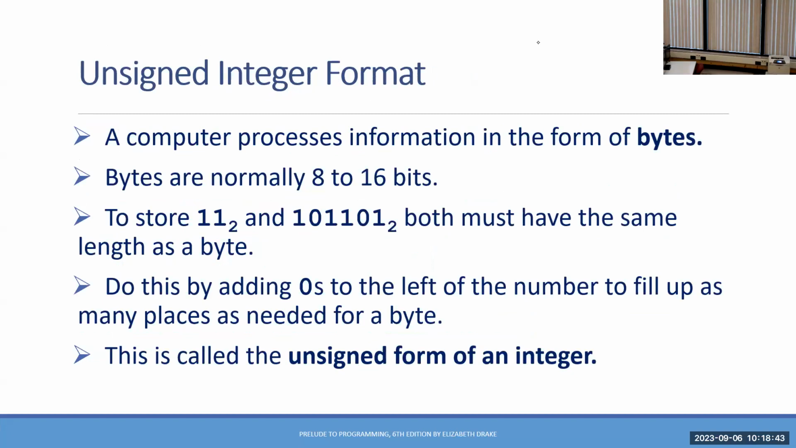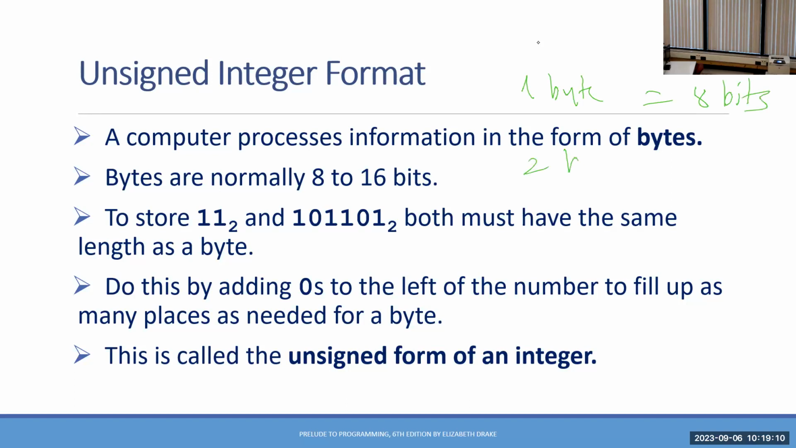Now, the first thing about the integer is to understand the unsigned integer format, where everything is non-negative. And normally the computer processes information in the form of bytes. And 1 byte has 8 bits here. So if you have 1 byte, you have 8 bits.